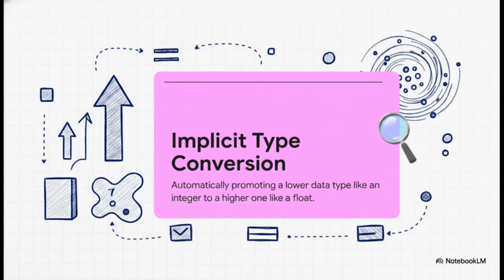So how do we actually solve that weird division anomaly we saw a minute ago? Well, enter the hero of our story, implicit type conversion. You see, a compiler follows a very strict hierarchy of data types. A floating point number, which is just a number with a decimal, is considered a higher data type than a standard whole number integer. Whenever you mix these two types together in a single calculation, the C++ compiler steps in and automatically promotes the lower data type to match the higher one.